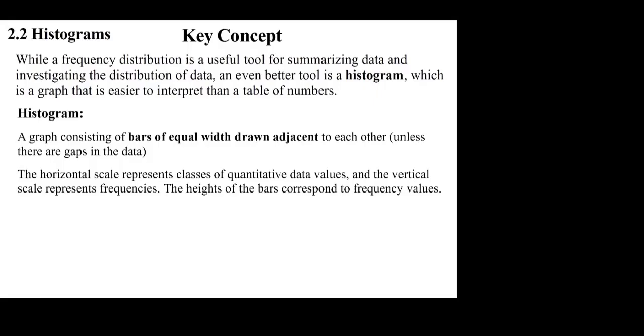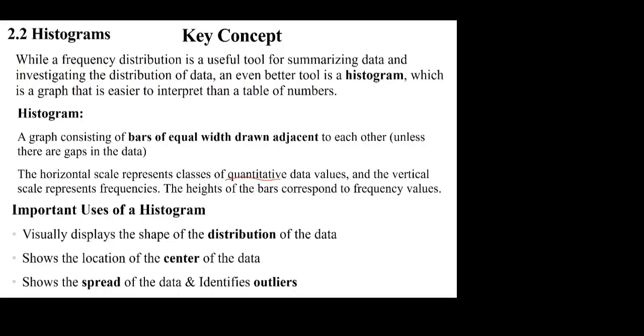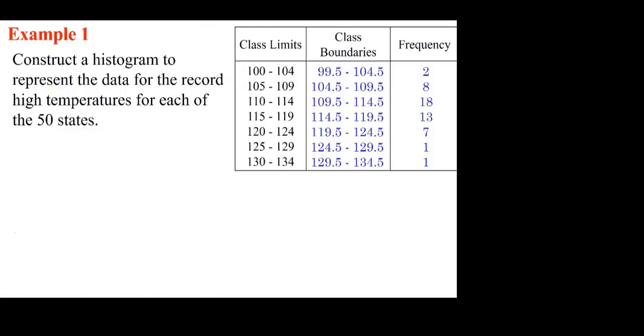The horizontal scale represents classes, quantitative data, and that's important to follow. And the vertical scale represents either frequencies or percent frequencies. An important use of a histogram is that it visually displays the shape of a distribution, shows the location of the center and the spread, and outliers. So here's a simple example.